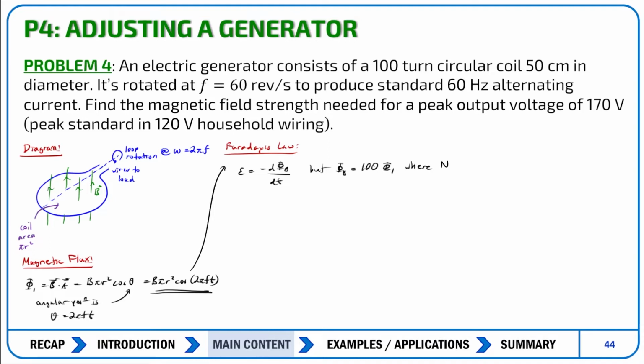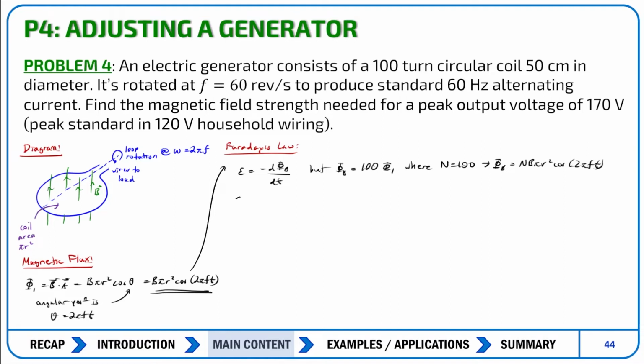Where n is equal to 100. So you end up with an equation that is nBπr² cosine of 2πft. I'm leaving it as n for now so that we have an equation at the end with all variables, and we can fill in the known values for the last step.